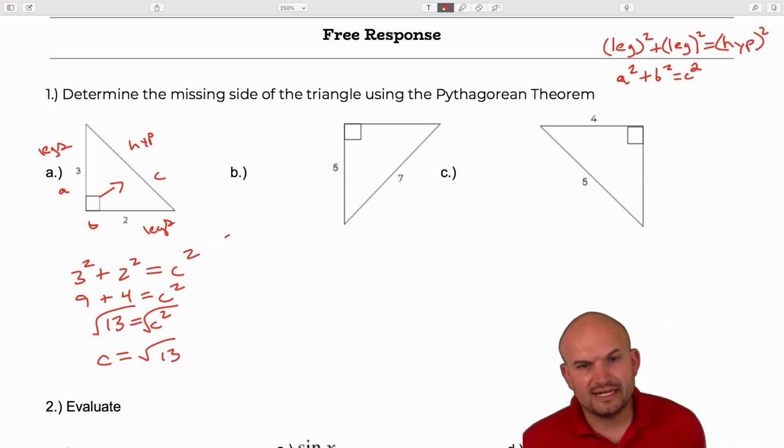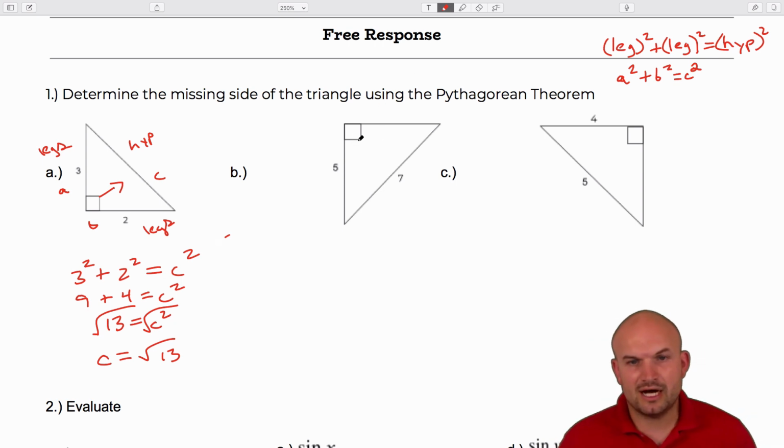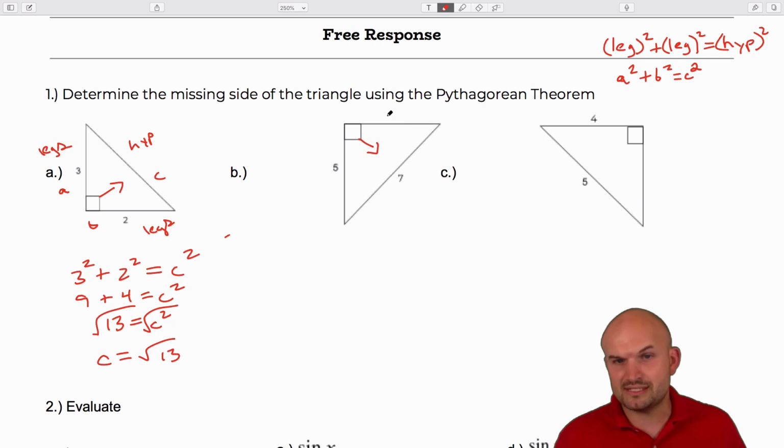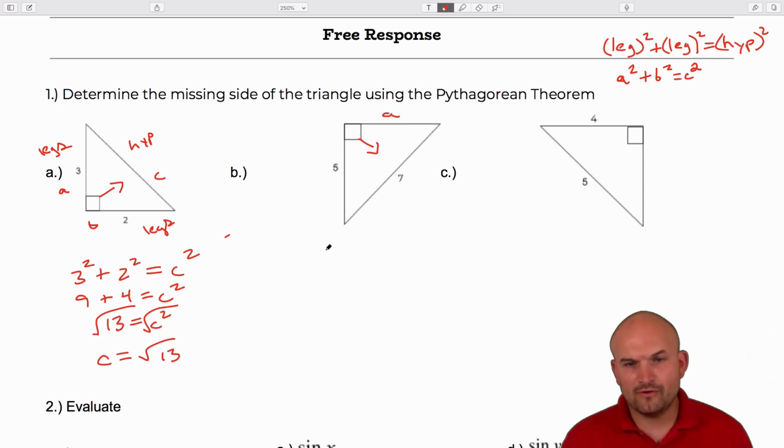All right, so in the next example here, you can see that 7 is my hypotenuse, 5 is a leg, and then we have another missing leg. So I'm just going to call this A. You can call it anything you want to, but therefore I know that I have a squared plus my other side length, which is 5 squared, is equal to 7 squared. So therefore I have a squared plus 5 squared, which is 25, is equal to 49.